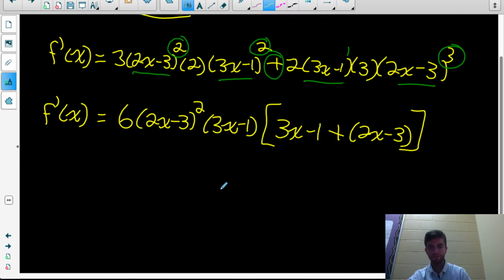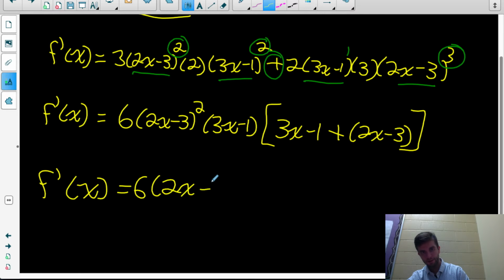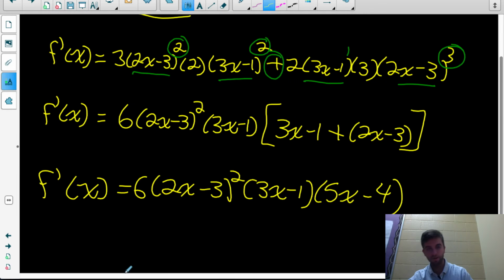We should put it in fully simplified factored form. So I should simplify this factor that I've created here. I've got 6, 2x minus 3 squared, 3x minus 1. And then this factor here, I've got 3x plus 2x, that's 5x. And then negative 1 plus negative 3, that's negative 4. There we go. There's the derivative in fully factored form, right? It's just the product of these things here: 6, 2x minus 3 squared, 3x minus 1, 5x minus 4.